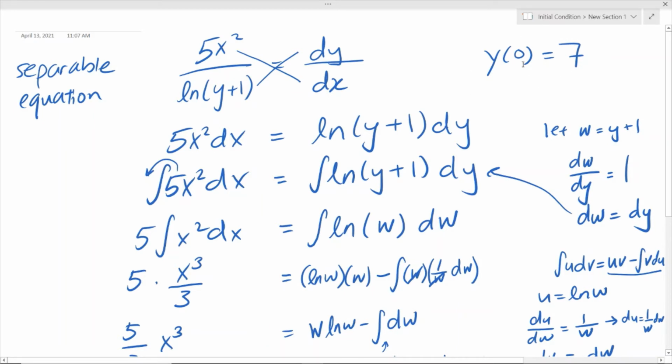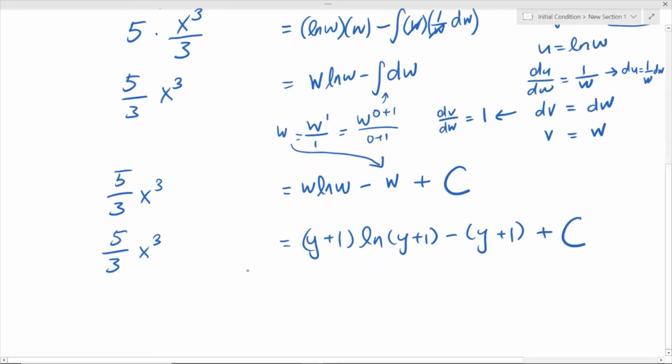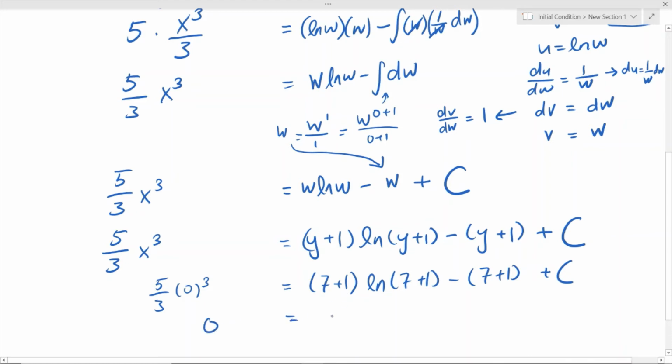So here this is our x, right? Our x is going to be 0 and our y is going to be equal to 7. So we're just going to sub those in. Every time we see an x, we write in 0. So here we have an x, so we're going to write in 0 here. And we're going to sub in 7 for the y. So 7 plus 1, ln of 7 plus 1, minus 7 plus 1, plus c. And then here we get 0, and here we get 8 ln 8 minus 8 plus c.